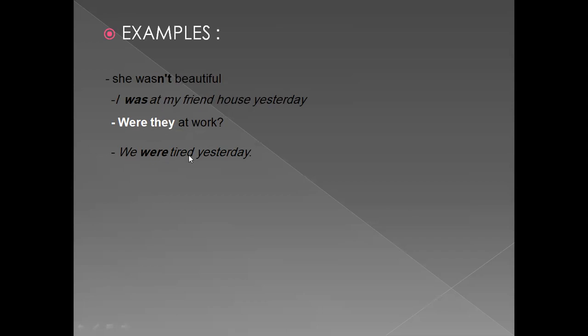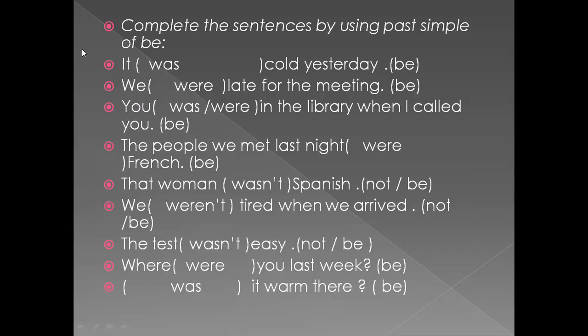And we were tired yesterday. Here we started the sentence with we, and it's a plural subject, so we should use were. Let's do this exercise. Complete the sentences by using the past simple of be. The question will be like this form. So, it called yesterday, and here شو عندي هون بيكون, grade 7, the base form of be. This is the base form of be, the verb 1.